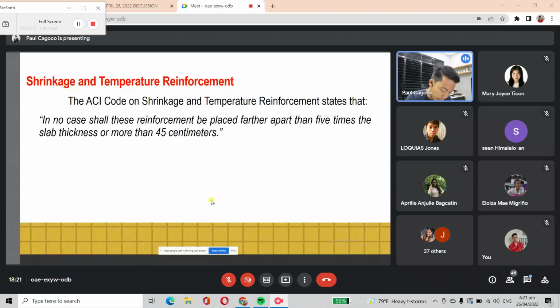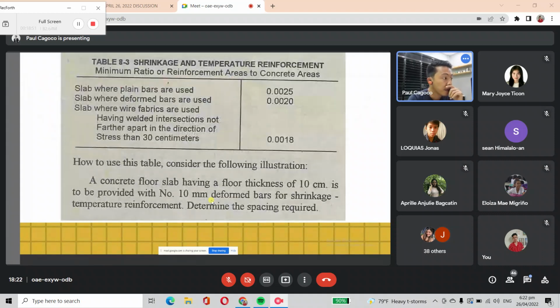So this is not more than. Yeah, sakto. Shall be placed farther apart. In no case shall this reinforcement be placed farther apart than 5 times the slab thickness or more than 45 cm. So, ilapas man siya sa 45 cm nga maximum. So, you need to use 45 cm.